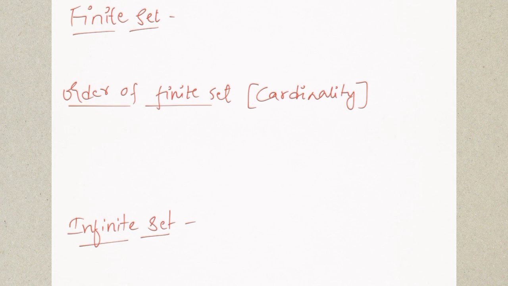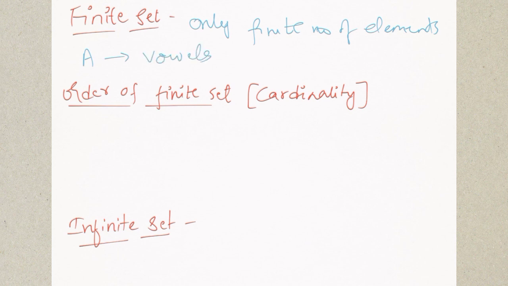Next we will see finite set. The word itself is telling that it is a set which has only a finite number of elements. So if I ask, write A as a set of all the vowels in the English alphabet. There are only 5, right? Fixed. That is A, E, I, O, U. Only these are there. So these are fixed. So it's a finite set.